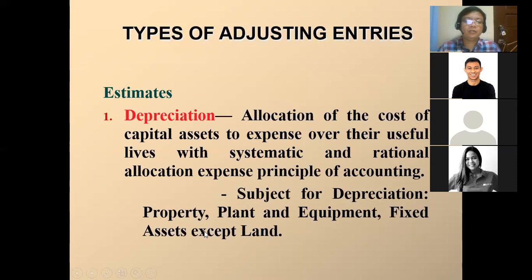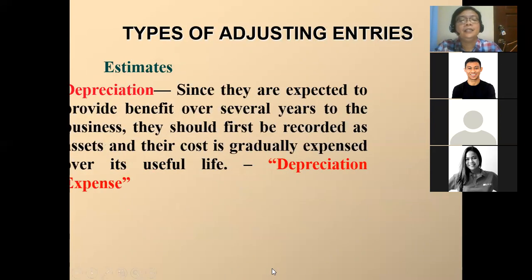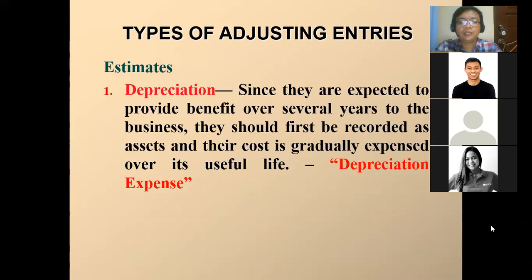Alright, the last is all about depreciation. Depreciation, again, is the allocation of the cost of an asset over its useful life. It's a systematic and rational allocation. Take note of the last bullet: subject for depreciation are all property, plant, and equipment except land. Again, land will increase in value as time goes by.